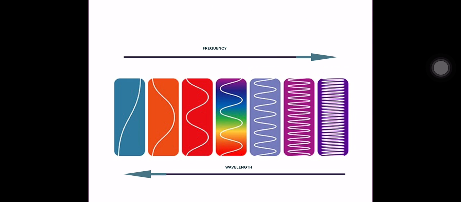The electromagnetic radiations that make up the electromagnetic spectrum consist of radio wave, microwave, infrared, visible light, ultraviolet, X-ray, and finally gamma ray. Going from radio wave to gamma ray, the electromagnetic radiations are arranged in order of increasing frequency, with radio wave having the lowest frequency and gamma ray having the highest one. Meanwhile, going from gamma ray to radio wave, they are arranged in order of increasing wavelength, with gamma ray having the shortest wavelength and radio wave having the longest one.